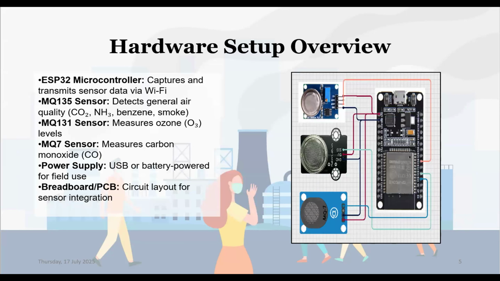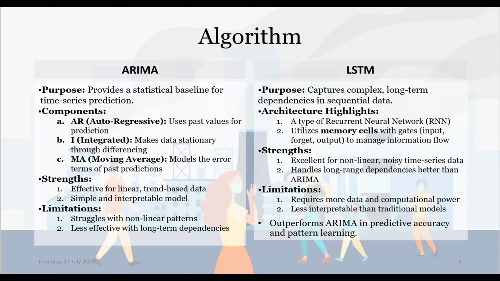In the hardware setup, we used the ESP32 microcontroller, which has Wi-Fi and Bluetooth connectivity options. We use the Wi-Fi connectivity option to capture the concentrations of pollutants. The MQ135 sensor is used to detect general air quality, so we detected carbon dioxide using this. MQ131 measures ozone, and MQ7 measures carbon monoxide. Then we used the ARIMA model.